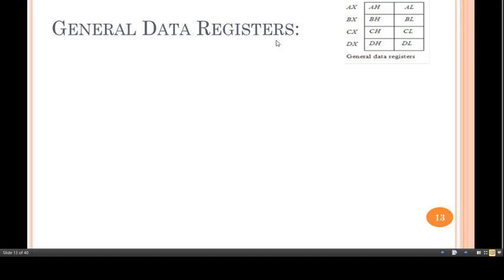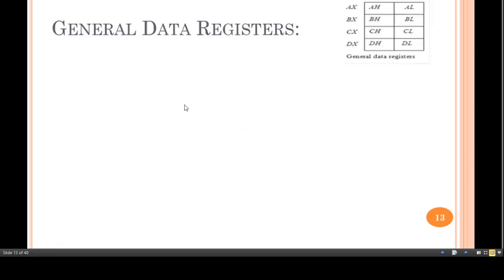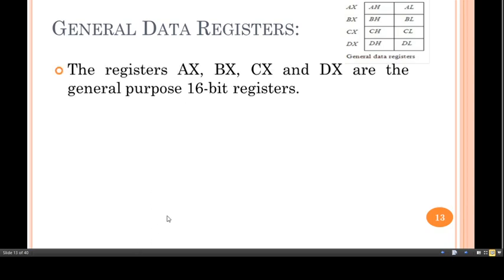In the previous video lecture we have studied that the registers of 8086 are classified into four types: general data registers, segment registers, pointer and index registers, flag registers. So the first category of registers is general data registers. As we can see in this diagram, there are a total of 4 general purpose registers: AX, BX, CX and DX.